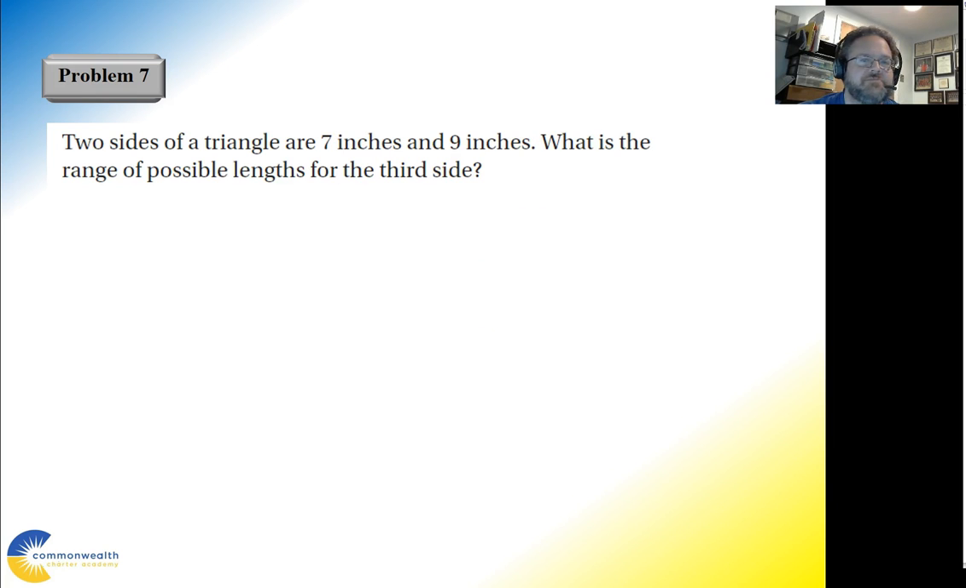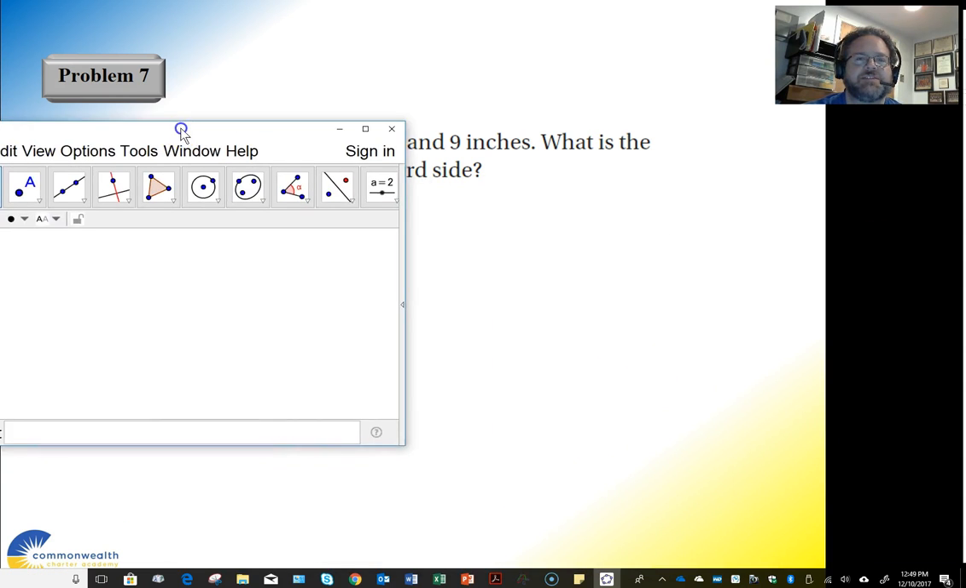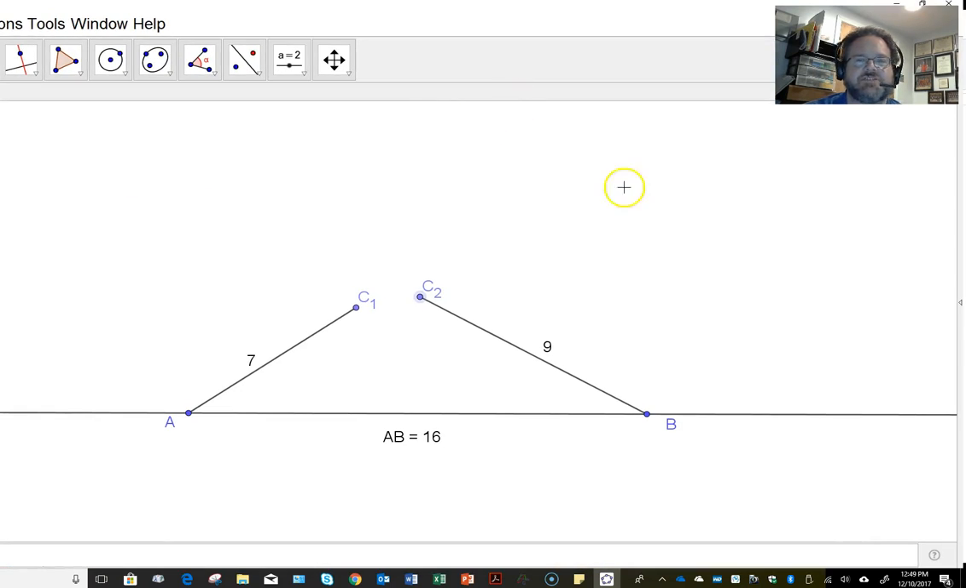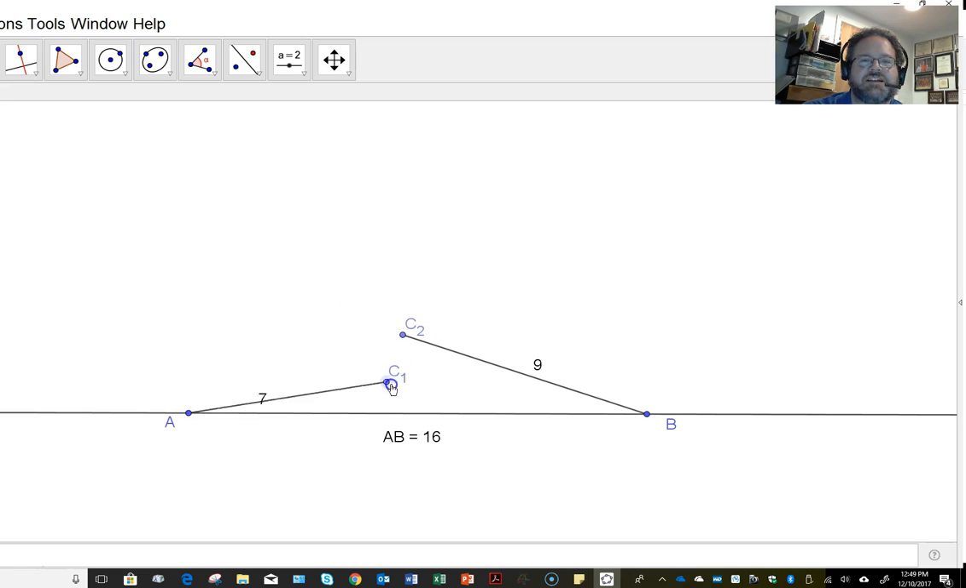Two sides of a triangle are 7 inches and 9 inches. What is the range of possible lengths of the third side? So let's have a look at this circumstance. I have another GeoGebra demonstration here. I have this side fixed to be 16 units long. And if there's 7 and 9, again, like the previous circumstance, that would match up to be a segment.